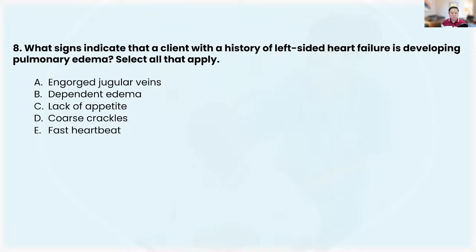Question 8. What signs indicate that a patient with a history of left-sided heart failure is developing pulmonary edema? Select all that apply. A, engorged jugular veins. B, dependent edema. C, lack of appetite. D, coarse crackles. E, fast heartbeat. All right. We are talking about left-sided heart failure.